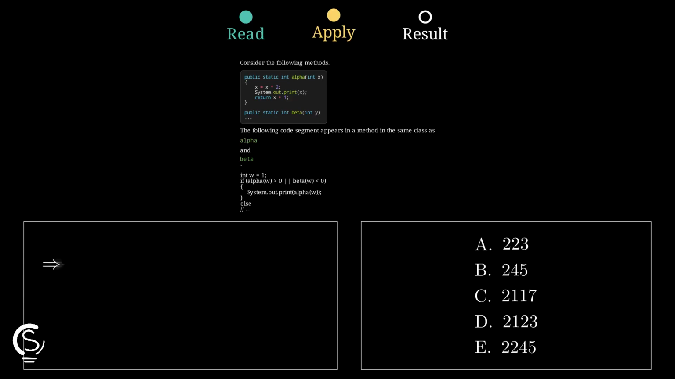Since 3 is greater than 0, the OR condition is true. Because of short-circuiting, beta never runs. We enter the if block and call the alpha method one more time.